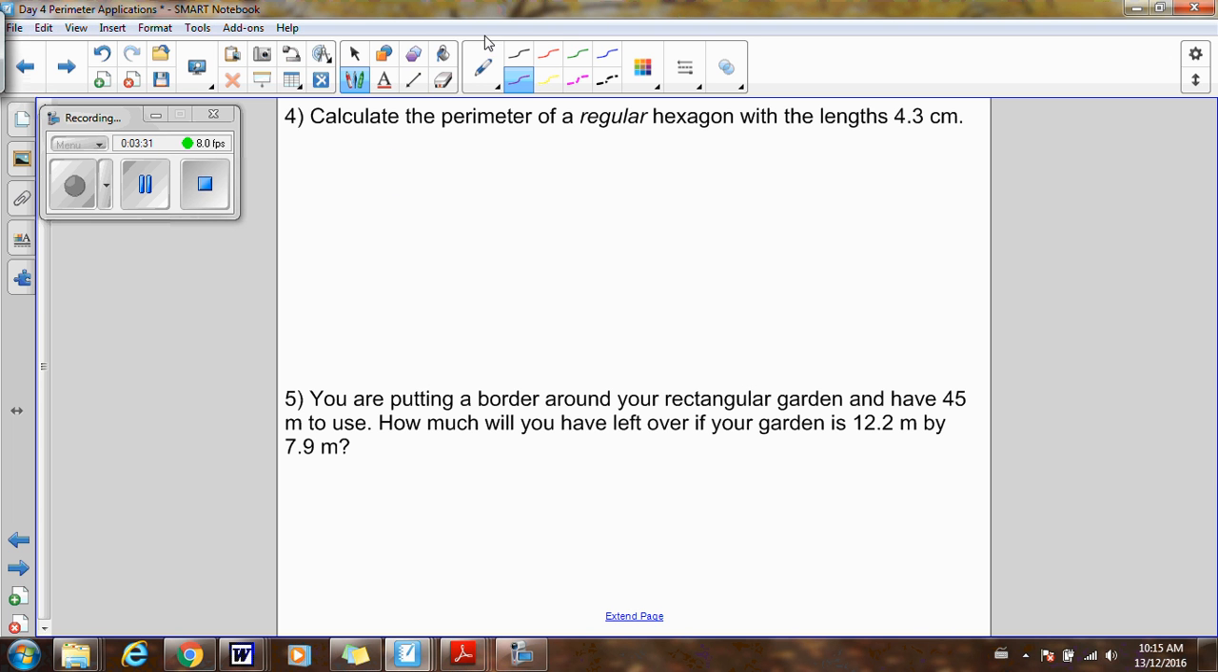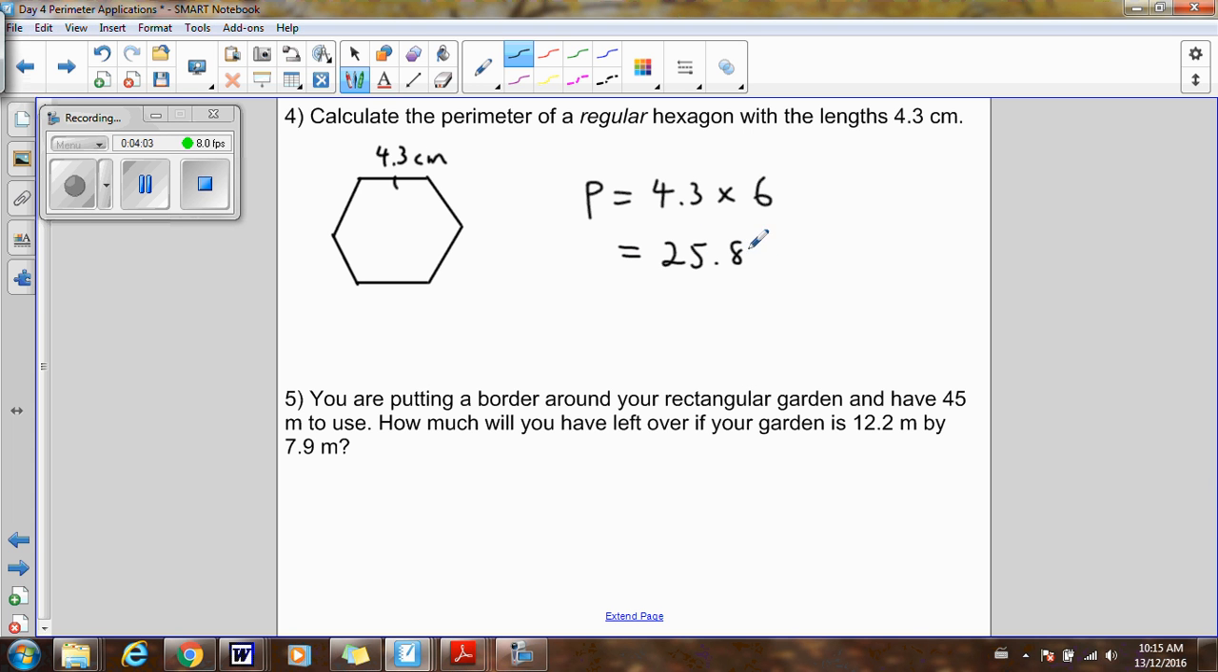Question 4 here asks us to calculate the perimeter of a regular hexagon with the length of 4.3 centimeters. So remember, hexagon is a six-sided shape, so it looks like this. Okay, and the length is 4.3 centimeters. So each side is 4.3 centimeters. To find the perimeter, all we have to do, remember, is just take the length of one side and multiply by 6, and you're going to get 25.8 centimeters.